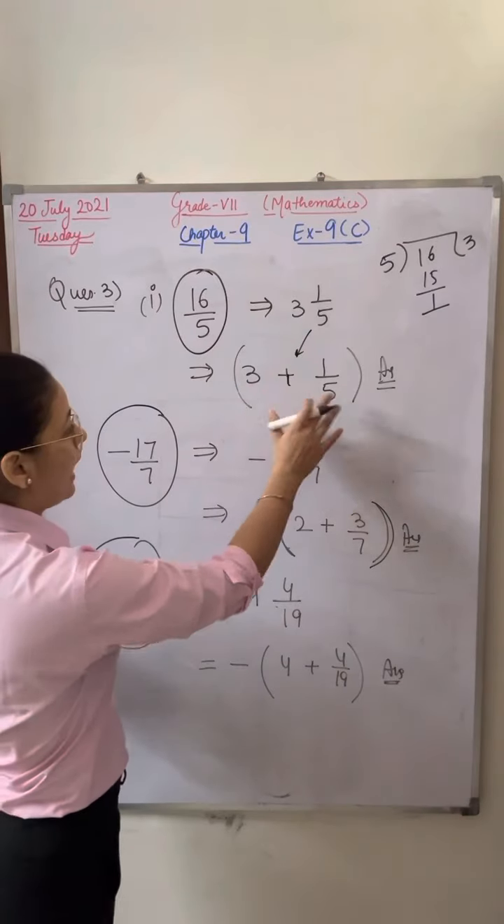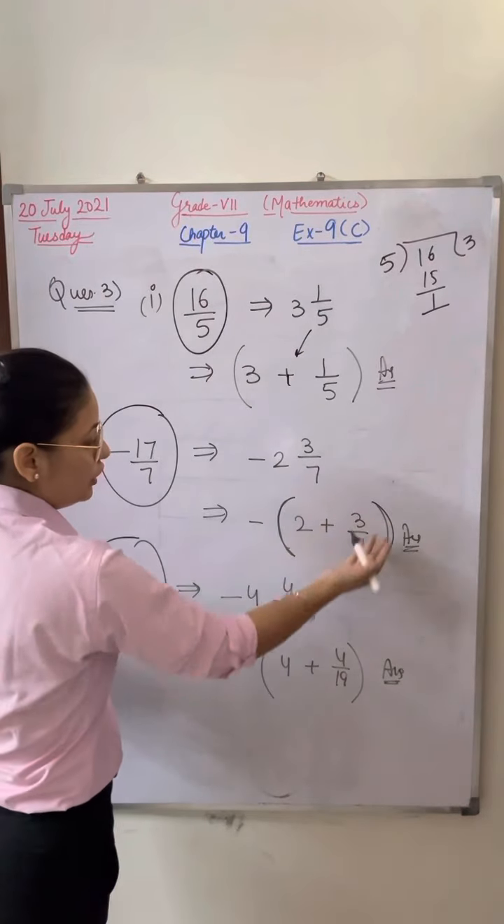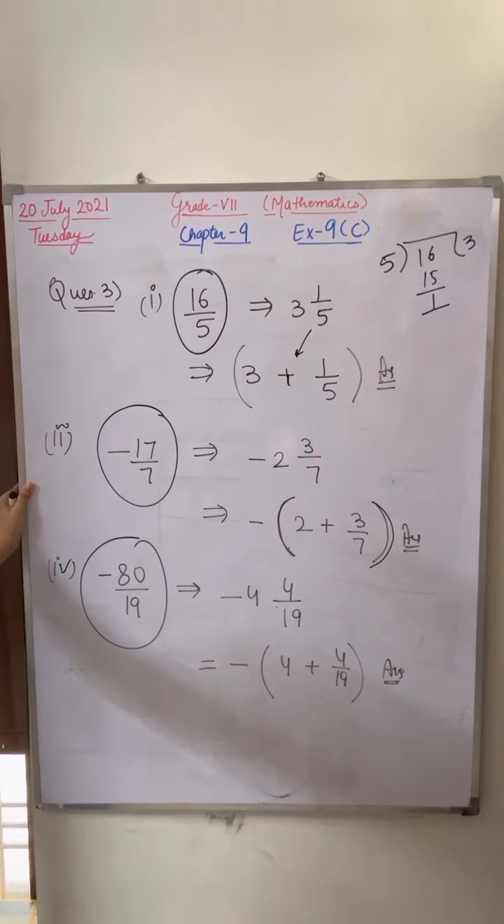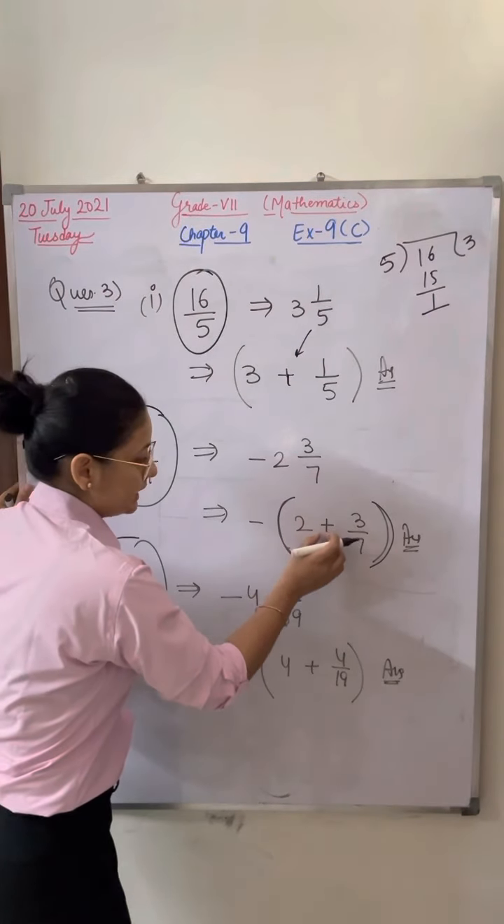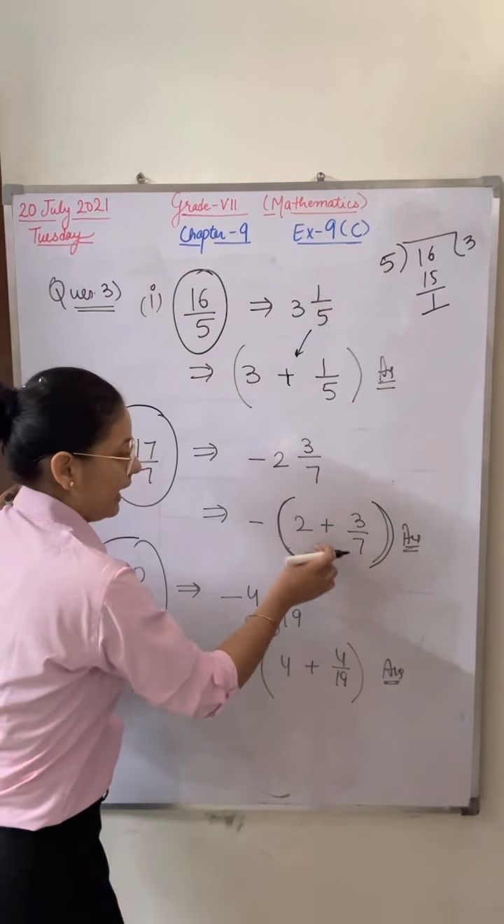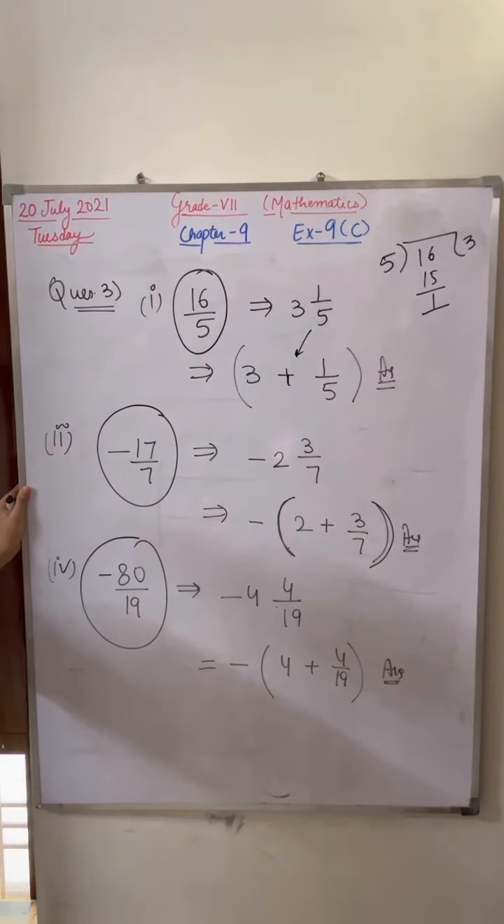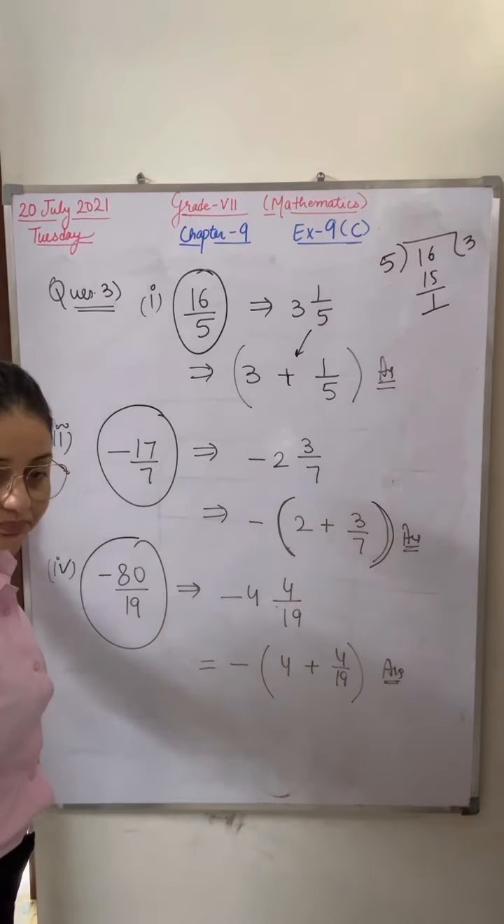You don't have to add any further. You just have to show your answer in such a way where you can show that this is the sum of an integer and a rational number. It is a very easy question.